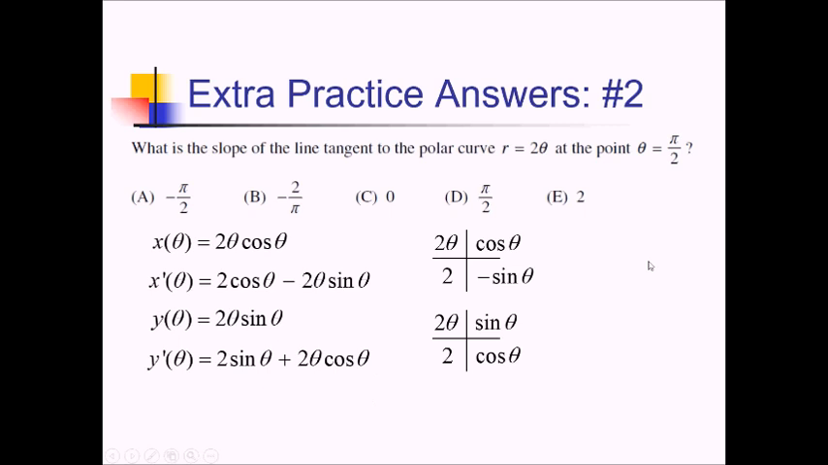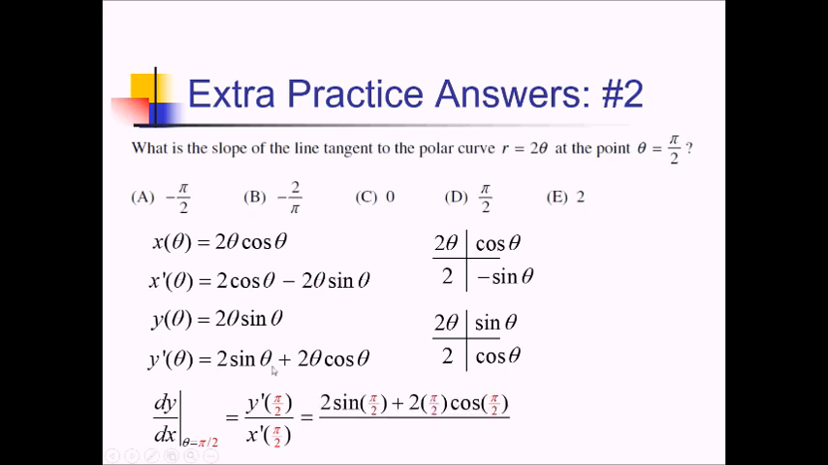If I want dy over dx at pi over 2, that's going to be y prime of pi over 2 over x prime of pi over 2. So that's going to be this y prime with pi over 2 plugged into it. So that's 1, 2, 3 different spots we're plugging in pi over 2. And x prime of pi over 2, that's 2 cosine of pi over 2 minus 2 pi over 2 sine of pi over 2. So just be careful rewriting all this stuff with pi over 2 plugged in.